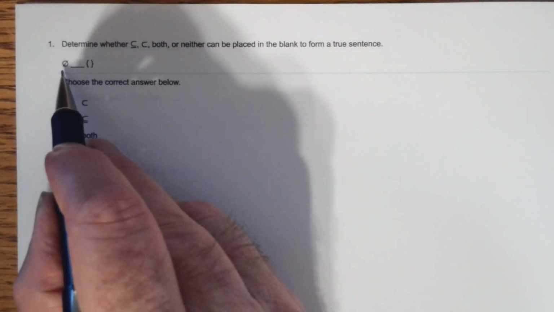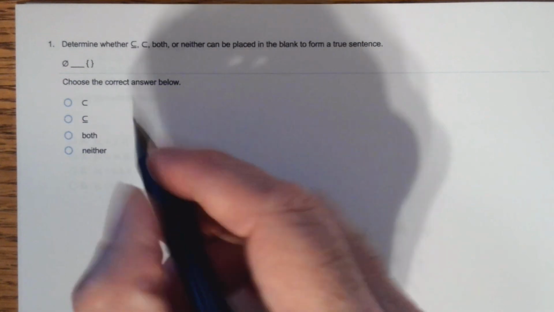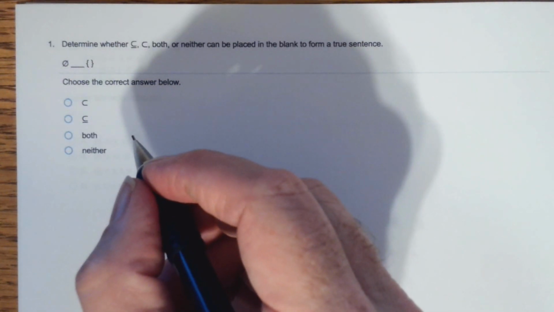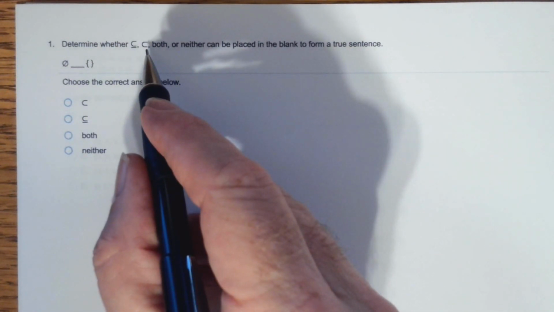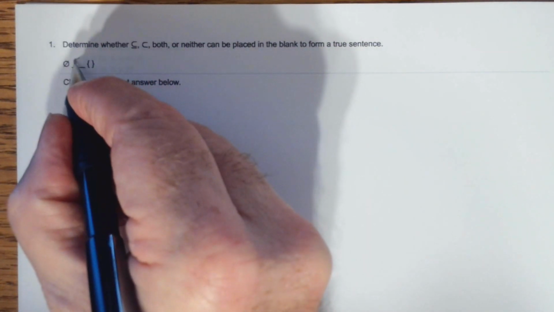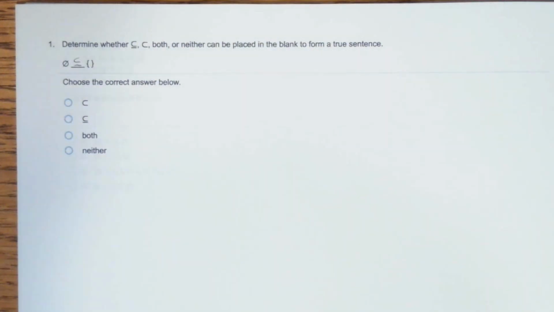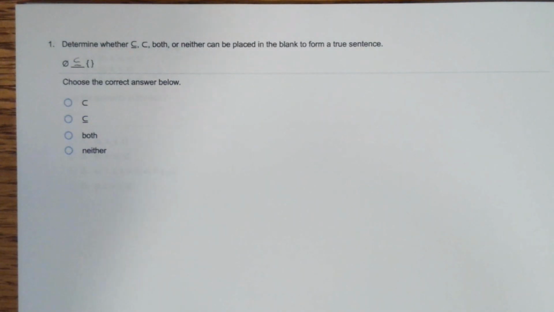Well, this is the empty set and this is the empty set. And so, because they're equal, we cannot use the proper subset symbol. But we did learn that the empty set is a subset of every set, including itself. Now, it's not a proper subset because it's equal. In this case, these are equal sets. They're both symbols that represent the empty set. And so it's just this one here.